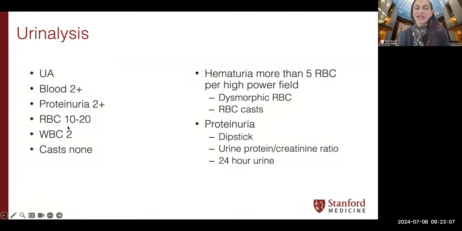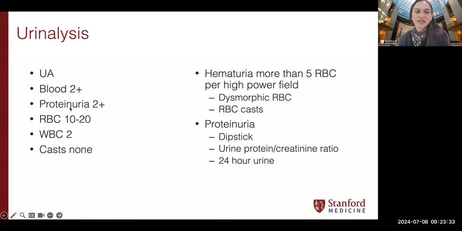What I'm mainly looking at is the RBCs, the red blood cells. And if you have more than 5 per high power field, then that is abnormal. And these red blood cells, when we look at them under a microscope, will be dysmorphic RBCs, which almost look like Mickey Mouse ears. And if you have a bunch of them clumped together, you can end up having red blood cell casts if they're very sick.